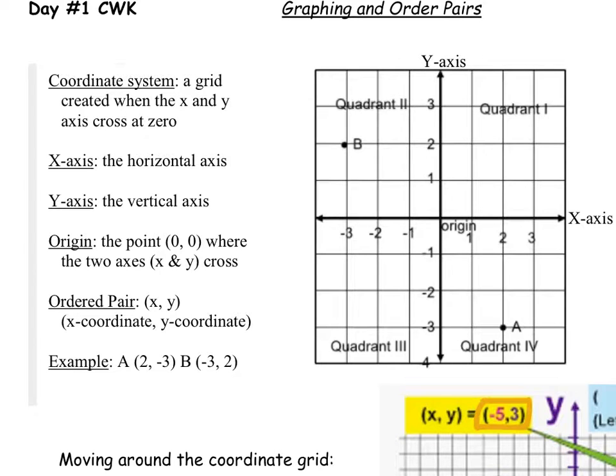So on your notes, we've got some graphing in ordered pairs up in here. And this is the coordinate system. The coordinate system is just this grid. Some people like to be fancy and call it the Cartesian coordinate system. But that sounds really nerdy.